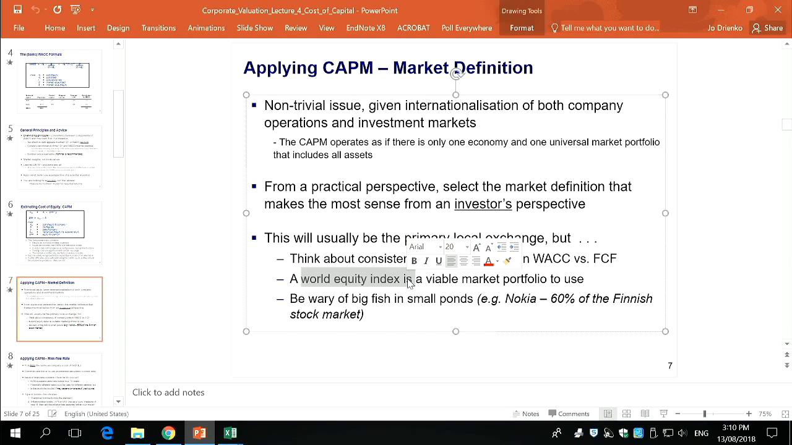And the last example of why you shouldn't just automatically take the local exchange as your benchmark market portfolio is that sometimes you have this concentration problem, where you have a big company, I call it a big fish, in a very small market.